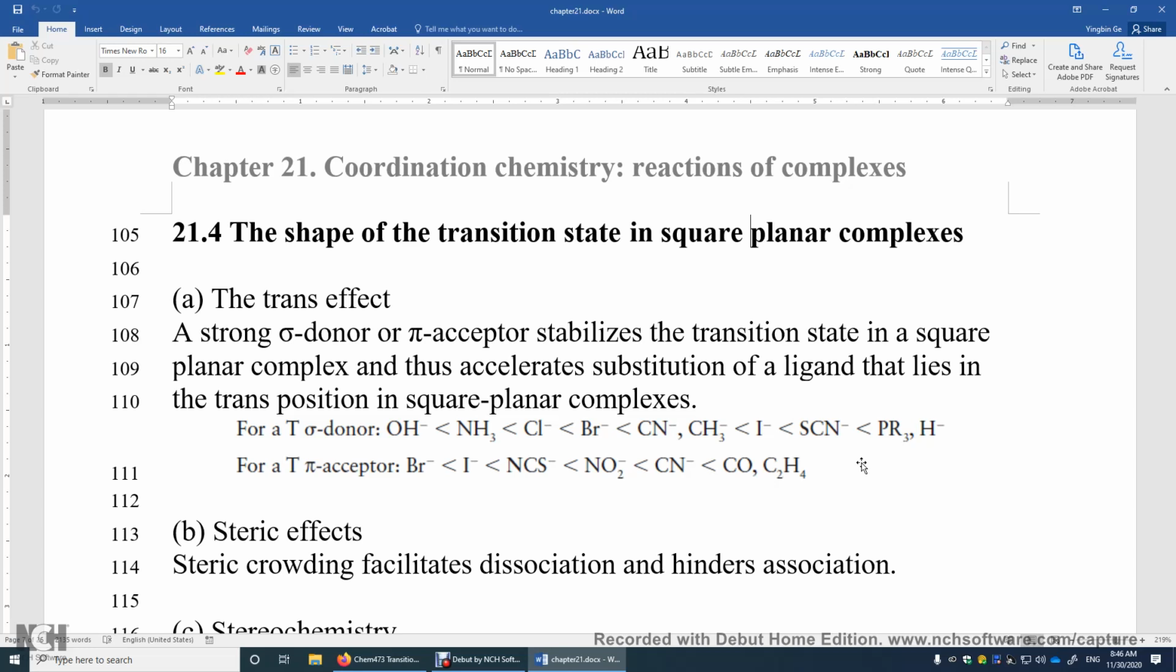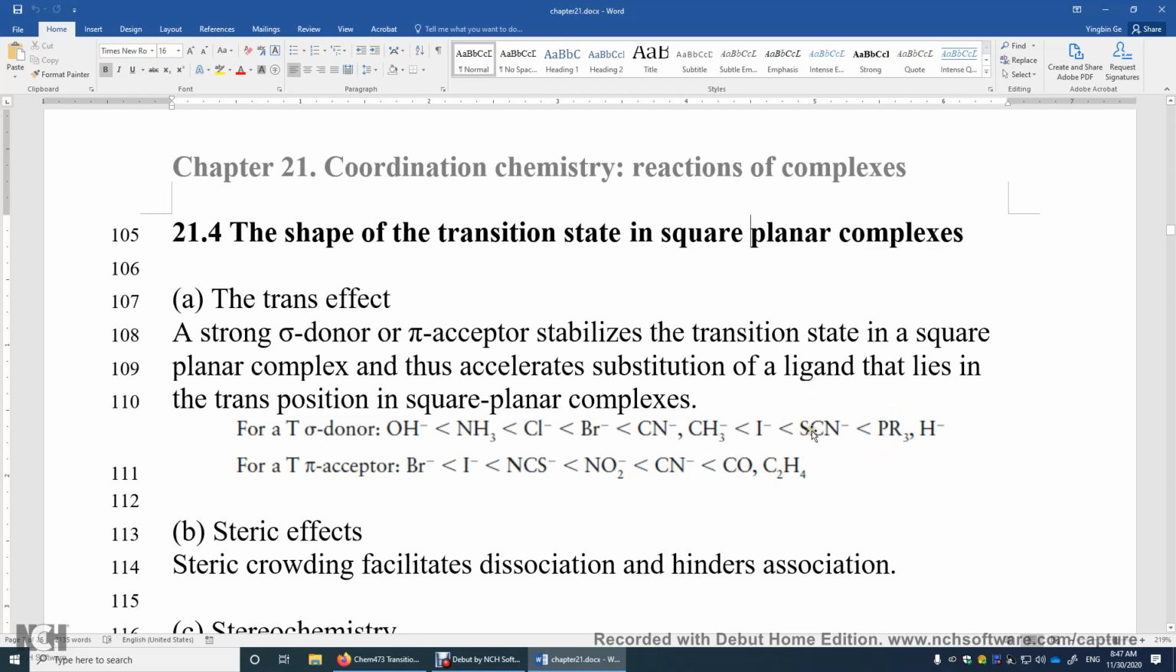So now let's look at the transition state of the ligand substitution reaction of a square planar complex. Subsection A, the trans effect. A strong sigma donor or pi acceptor stabilizes the transition state in a square planar complex and accelerates the substitution of a ligand that lies in the trans position. So really, if you see a square planar complex, look for a strong sigma donor such as hydrido, or substituted phosphine. It's better to have this R be those alkyl groups because they are electron pushing groups. They help this phosphine ligand to give away electrons.